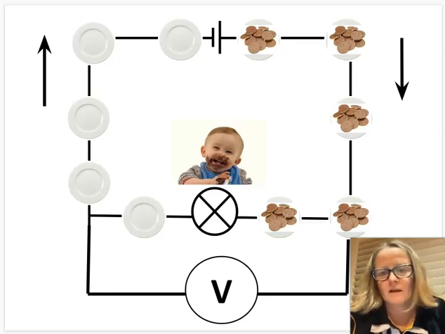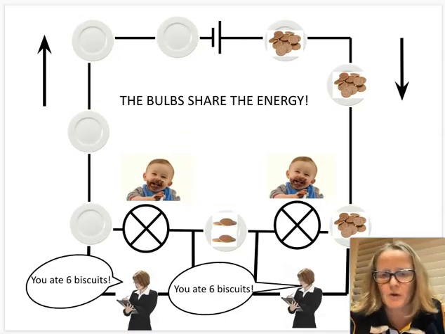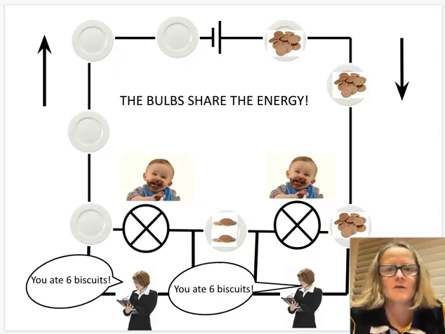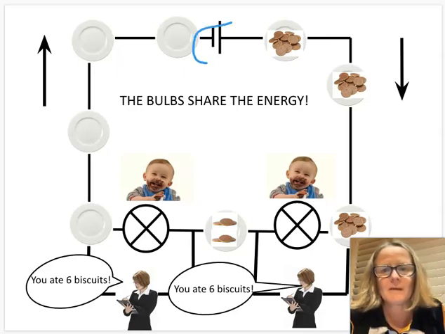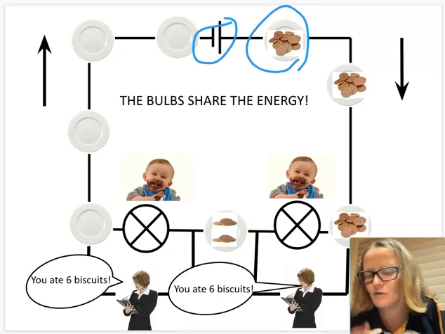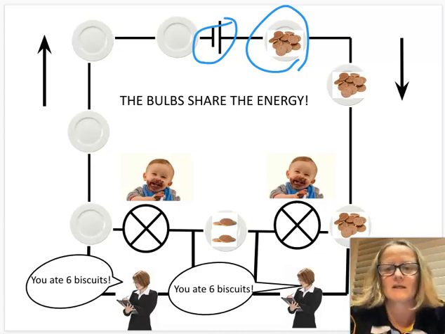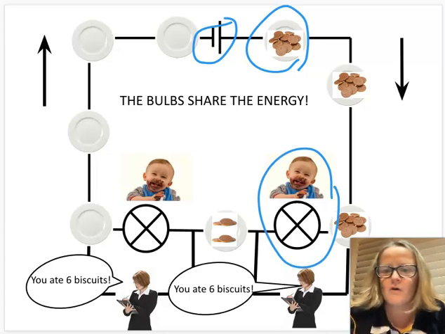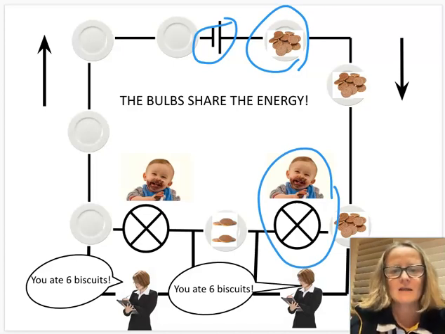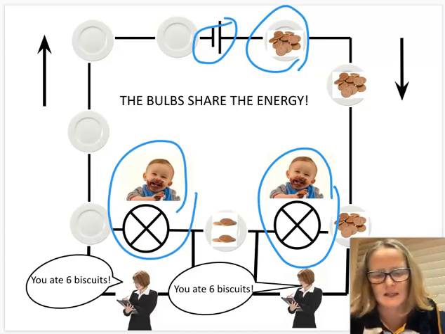Let's look at a slightly different analogy. We put two bulbs next to each other. Out come 12 chocolate biscuits from the battery. So we've got 12 chocolate biscuits on our plate, but now we have 2 hungry babies because we have 2 bulbs in our circuit. Hungry baby number 1 eats half of the chocolate biscuits, and hungry baby number 2 eats the rest of the chocolate biscuits.